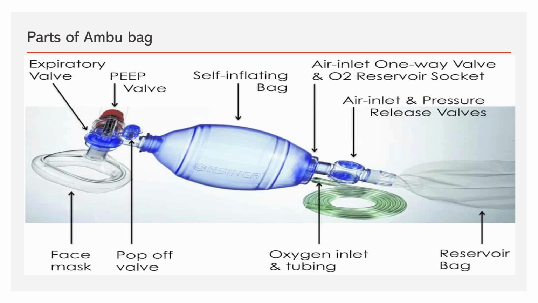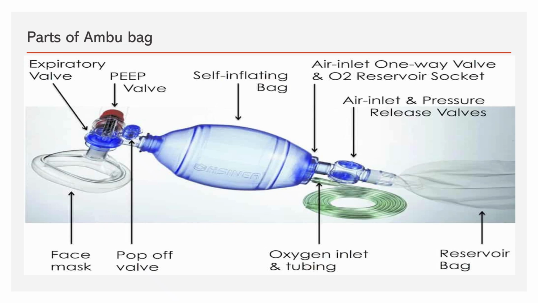Let's see the parts of the ambu bag. Blue in color, that part is the expiratory valve. The PEEP valve will be there, that is a movable valve up and down. And a self-inflating bag is there. Air inlet, one-way valve, and oxygen reservoir socket are there. Air inlet and pressure release valve you can see here. And oxygen inlet and tubing you can see connecting over here.